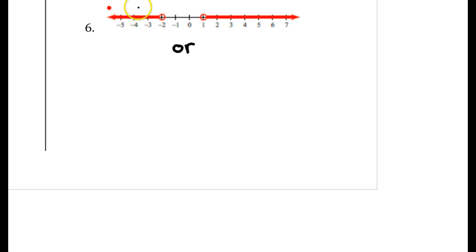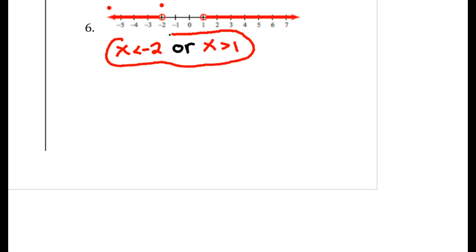And then we just write these as if they're individual inequalities. So we can say, well, these are all the values less than -2, and these are all the values greater than +1. And that's it. That's the final answer. No fancy way of writing this, no combining the inequalities together like above.